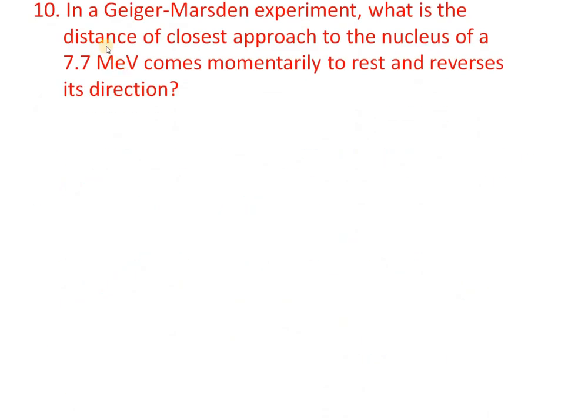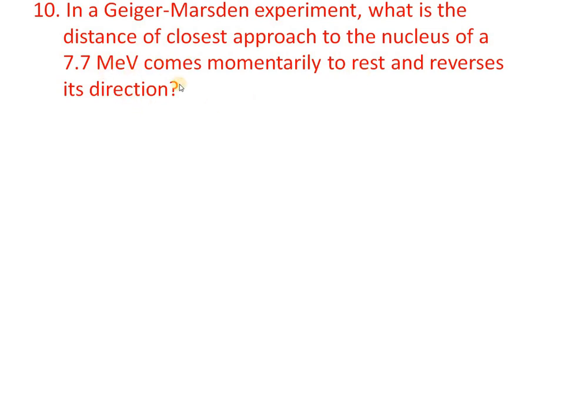Now, let us move on to the next problem. This is the 10th problem. In a Geiger-Marsden experiment, what is the distance of closest approach to the nucleus of a 7.7 mega electron volt alpha particle that comes momentarily to rest and reverses its direction?